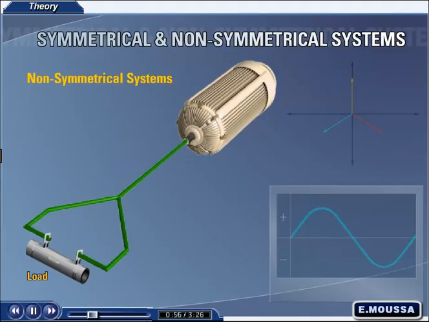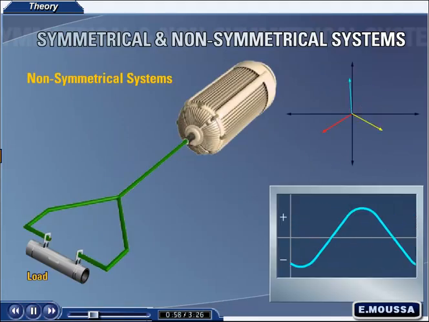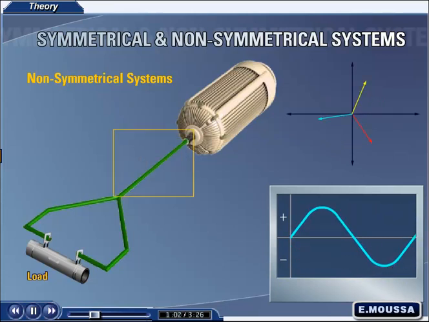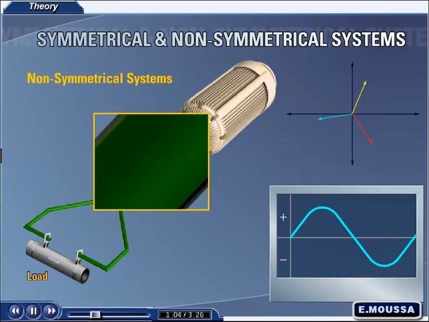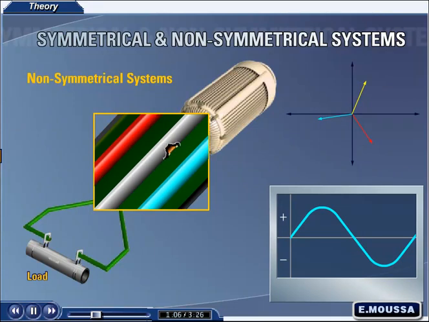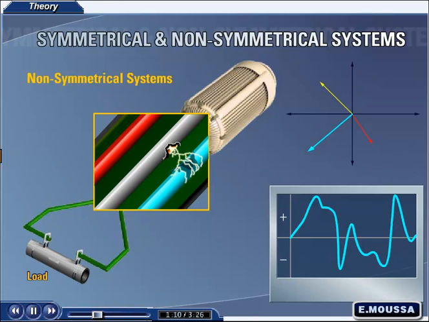Under normal operating conditions, an electrical power system is considered to be symmetrical from the generator to the load. When a fault or unbalanced condition occurs, such as a phase to ground or open conductor fault, the system is said to be unbalanced or non-symmetrical.